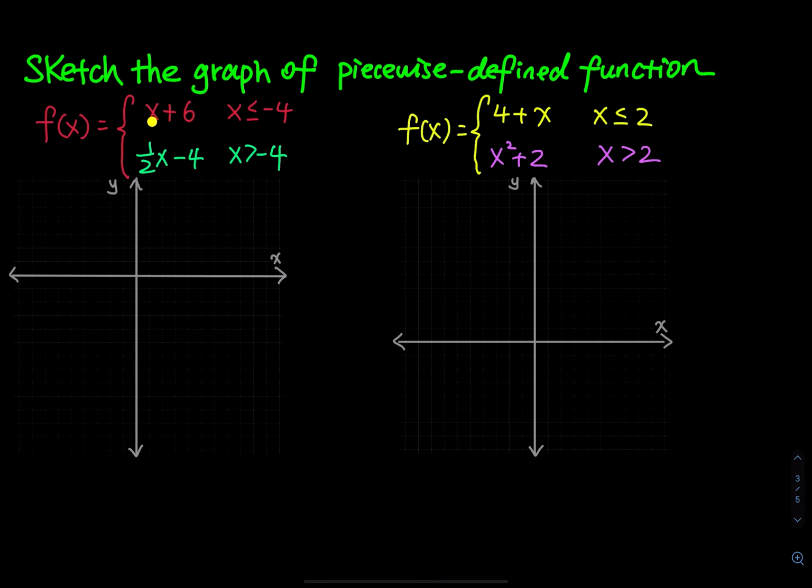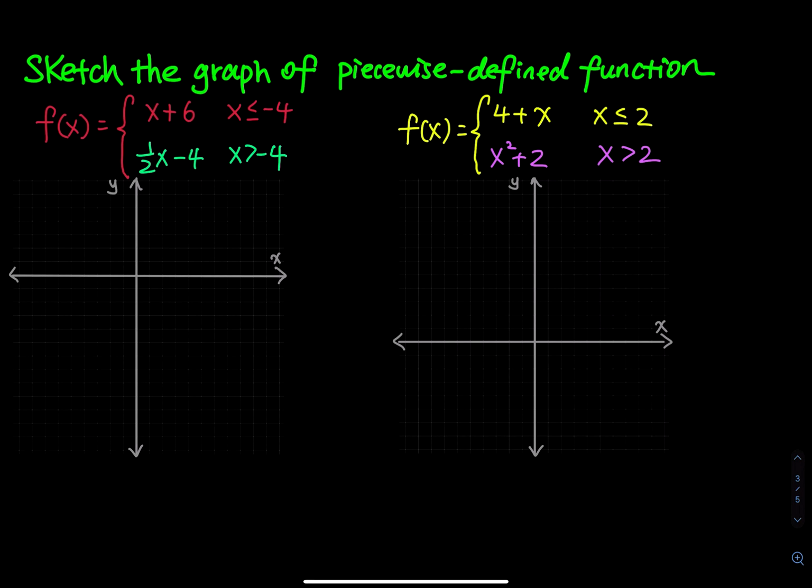The first piece is x plus 6. The domain of x plus 6 is x less than or equal to negative 4. What that means is x plus 6, the linear function, lives in x less than or equal to negative 4. The other piece is also a linear function, 1/2 x minus 4, x is greater than or equal to 4.